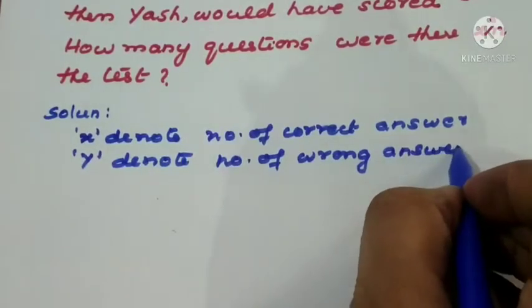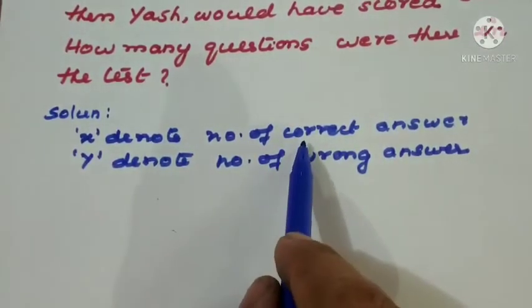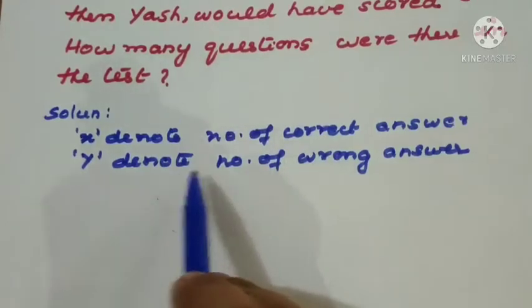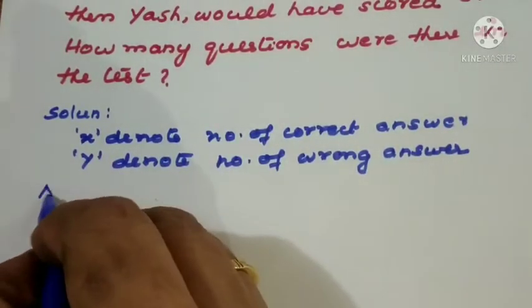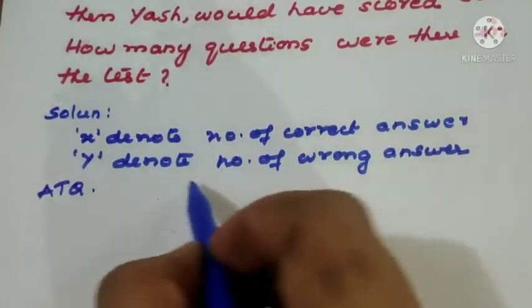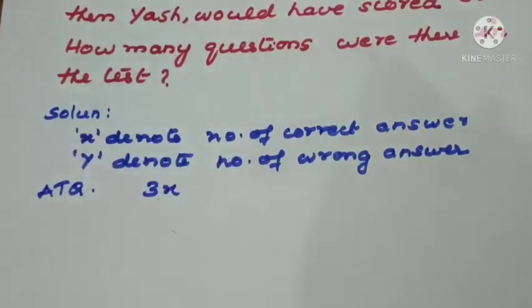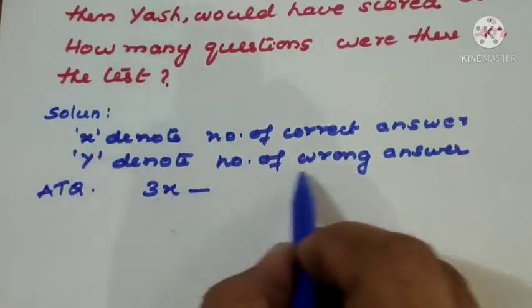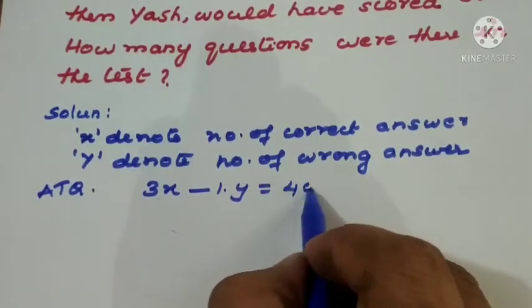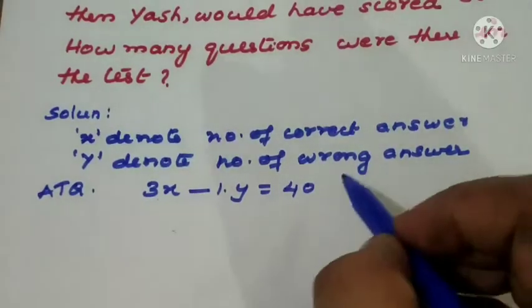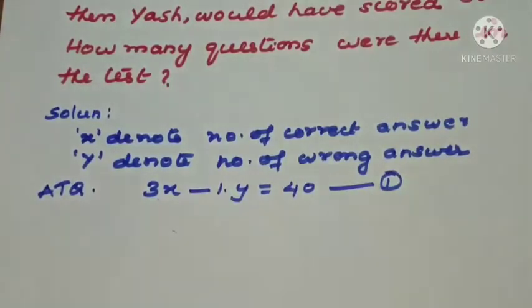So case 1: 3 marks will be awarded for a correct answer and 1 mark will be deducted for a wrong answer. So according to the question, 3 into x minus, because 1 mark will be deducted, 1 into y equal to 40. That is the first case, equation number 1, right?